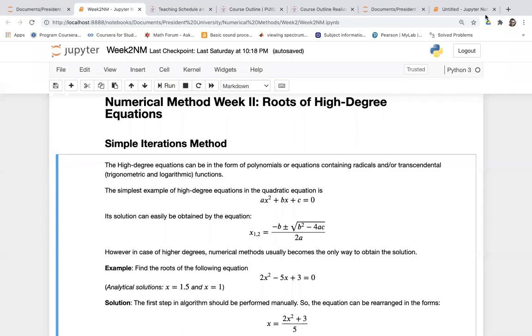Okay, so today we will discuss three numerical methods for finding roots of high degree equations. We will start with the bisection method, then Newton's method, and we will continue with fixed point iteration, and then we will perform the calculation using Python.